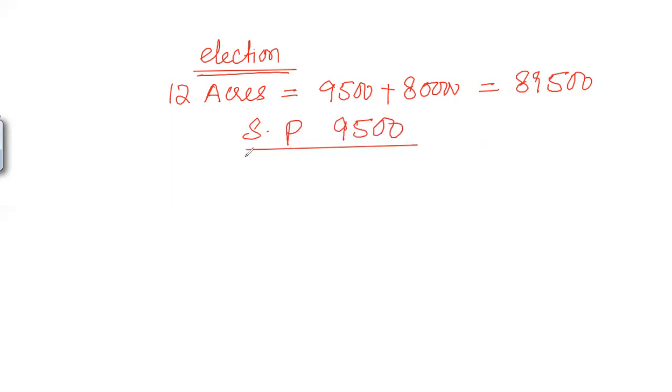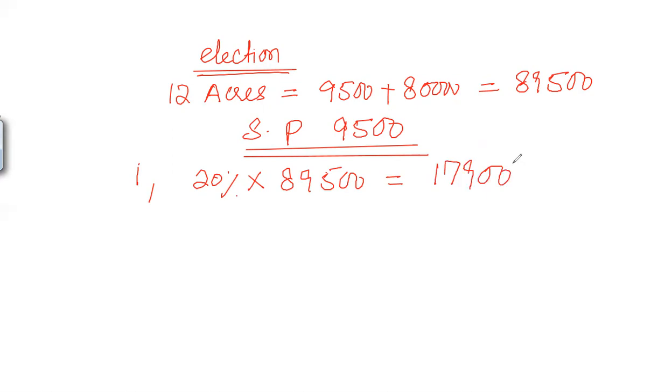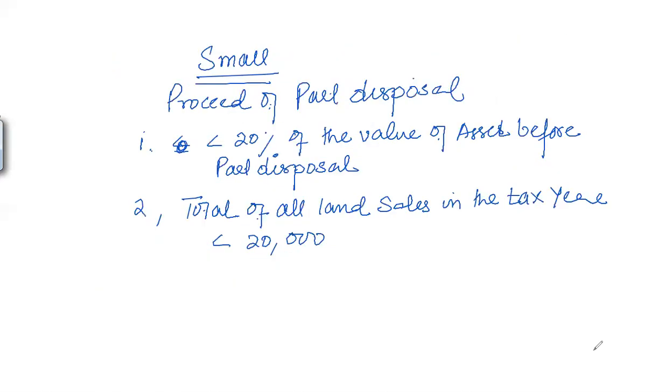Now we have to check the rule. Rule number 1 says the 20% value of the total proceeds, and that becomes 17,900, as per the criteria. We have checked the criteria: the proceeds of the part disposal must be less than 20% of the value of the asset before part disposal, and the total of all land sales must be less than 20,000.